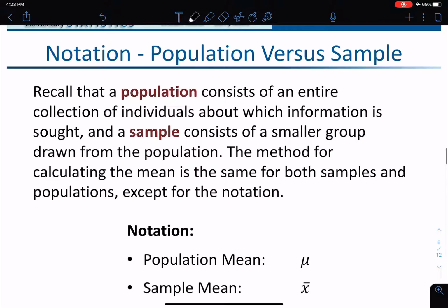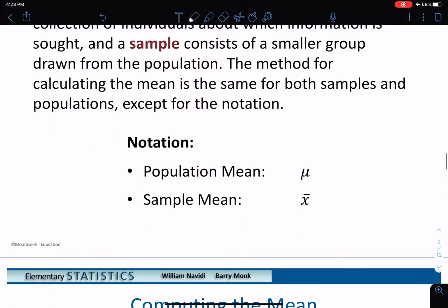Now, notation of population versus sample. Recall that a population consists of the entire collection of individuals about which information is sought, and a sample consists of a smaller group drawn from the population. So a sample or a survey is a smaller subgroup of the full population. The method for calculating the mean is the same for both samples and populations, except for the notation. So we use this notation.